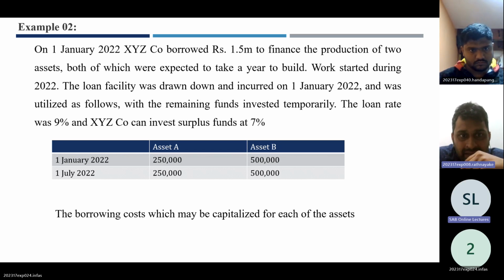And the remaining funds are invested temporarily. The loan rate was 9%, and we can invest that surplus amount of funds at 7%. The borrowing cost will be capitalized for each asset like this.